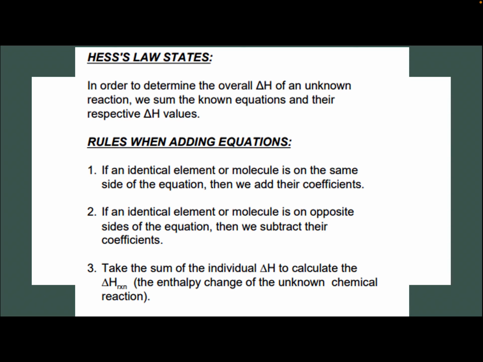In order to determine the overall change in enthalpy of an unknown reaction, we sum the known equations and their respective change in enthalpy values. There are some rules when adding the equations. If we have an identical element or molecule on the same side of the equation, then we add their coefficients. If they're on opposite sides of the equation, then we subtract their coefficients. From there, we take the sum of the individual changes in enthalpy to calculate the change in enthalpy of the unknown chemical reaction.